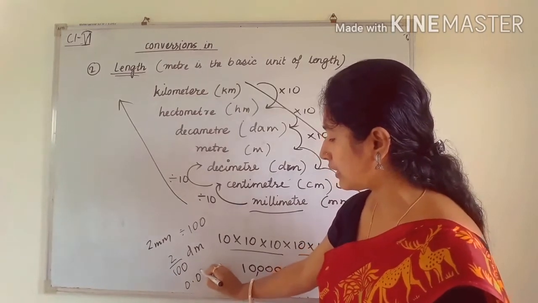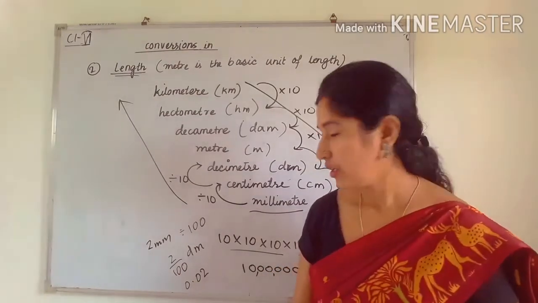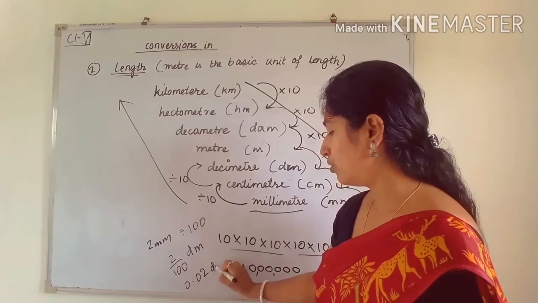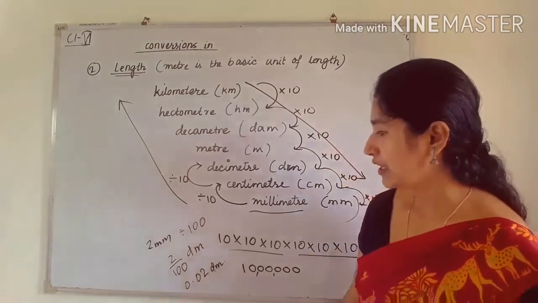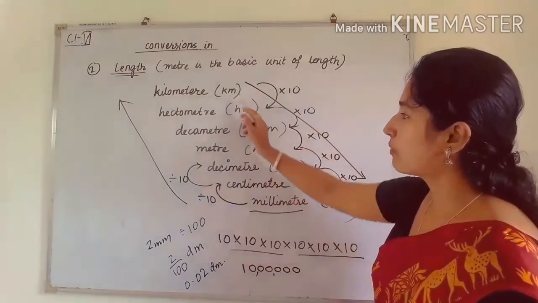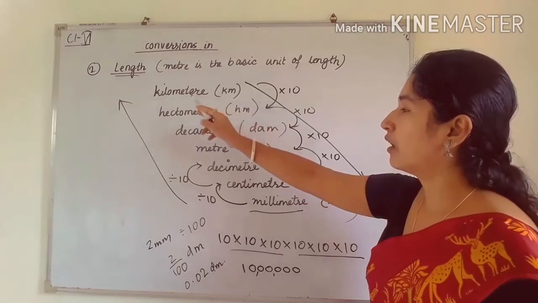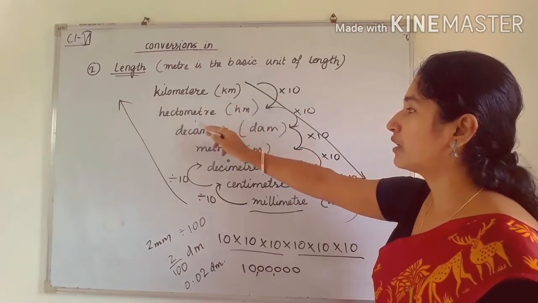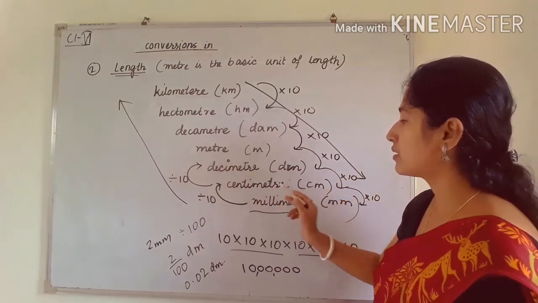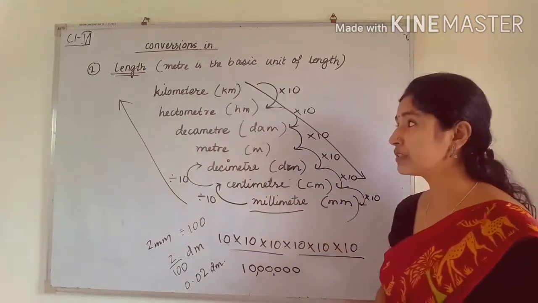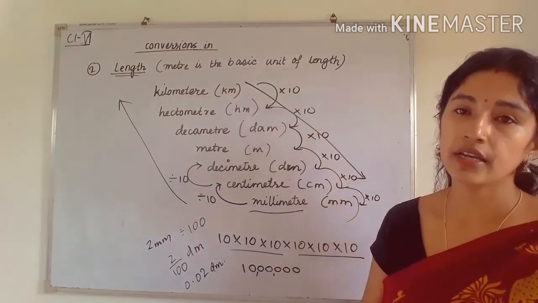Okay, decimeter. So 2 by 100 will be how much? In decimal we can write it as 0.02. Okay, 0.02. Now it is in decimeter. So remember the short forms of every length, every unit, that is kilometer, hectometer, decameter, meter, decimeter. Okay. So like this. So this is the way.